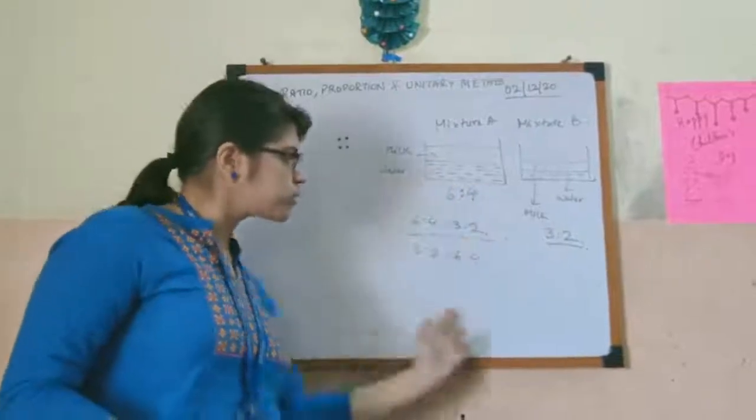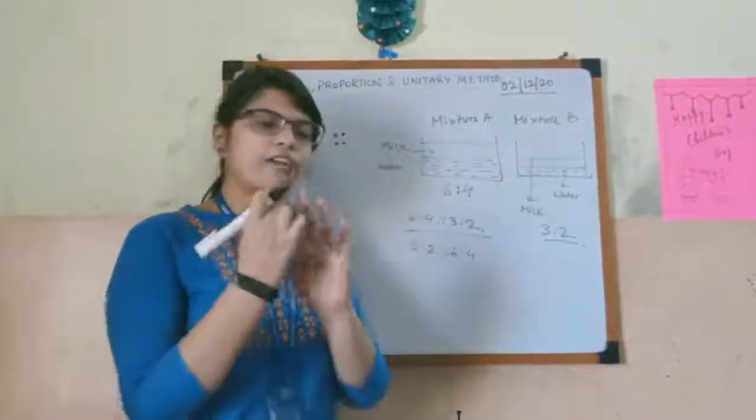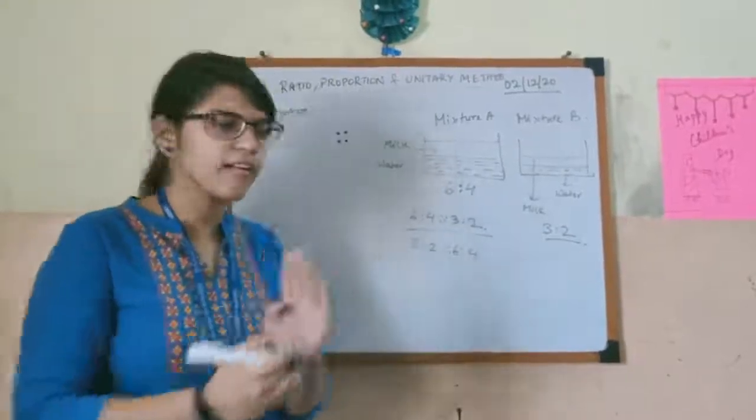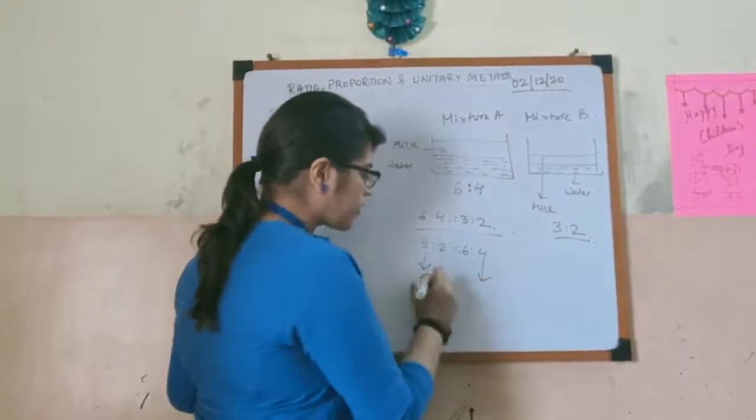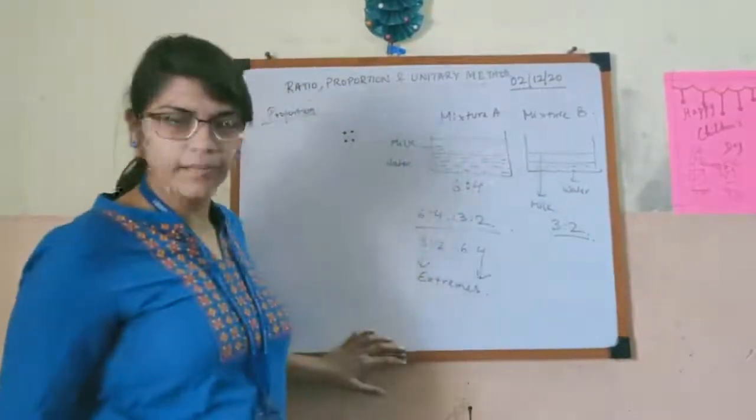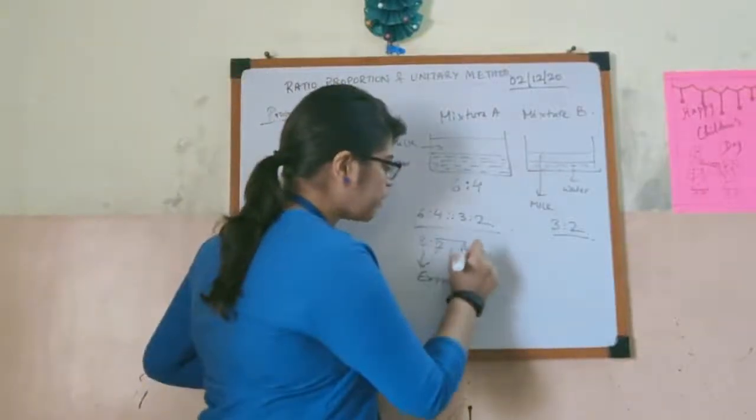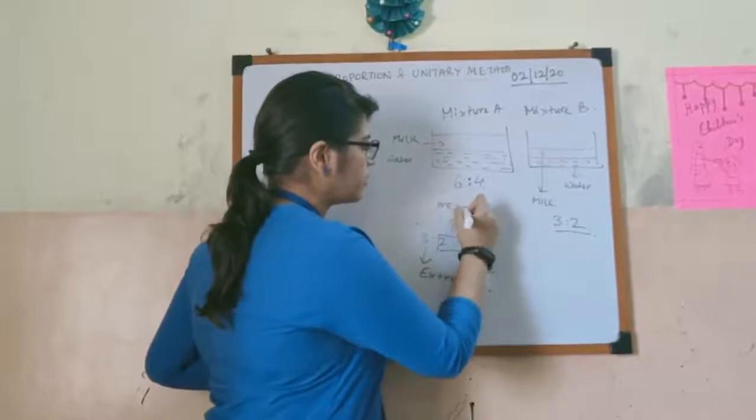Now in case of a proportion, we have total 1, 2, 3, 4, always total 4 terms, right? The first term and the last term, they are called extremes. And the two terms in the middle, they are called means.